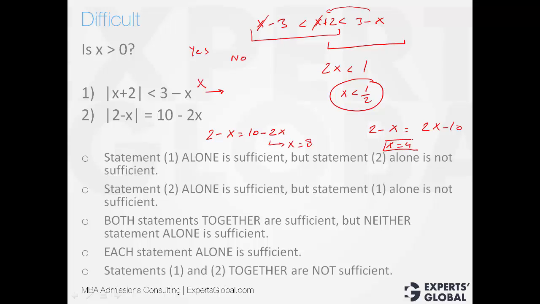So we get two different values of x, 8 and 4, but remember the question is not asking you what is the value of x. The question is asking you whether x is positive. Whether it's 8 or it's 4, yes, it is positive. So statement 2 is giving me yes as an answer consistently. The right answer here is option B.